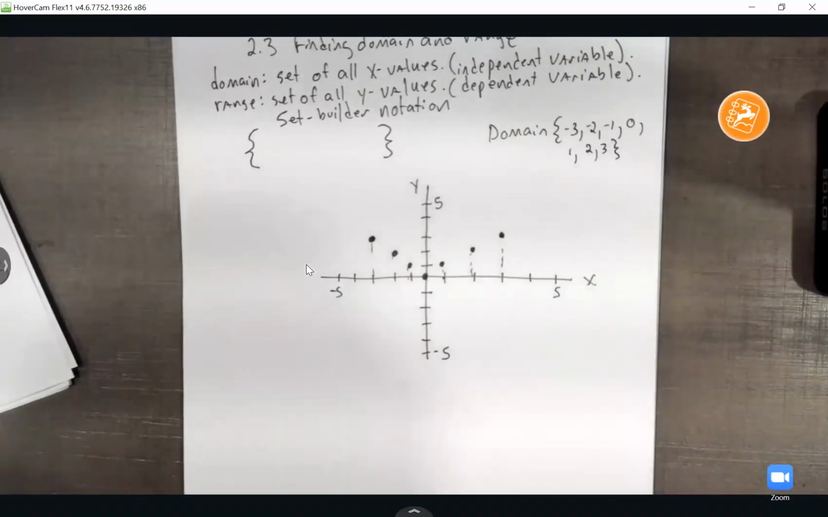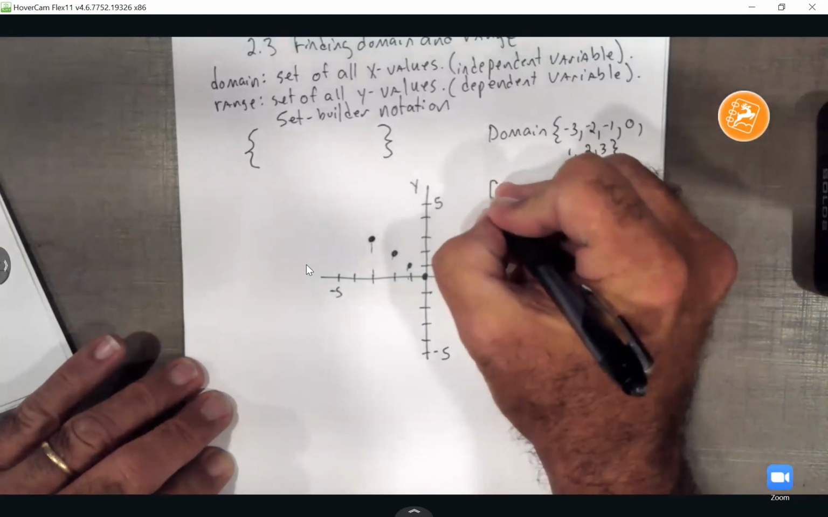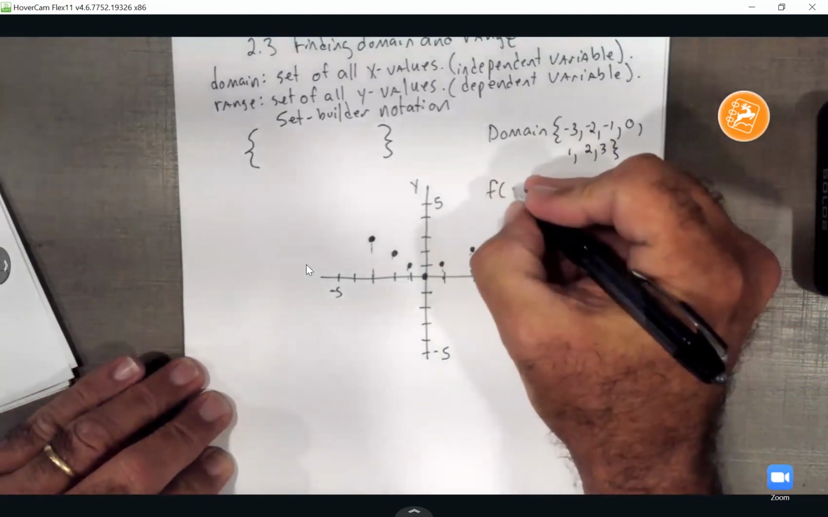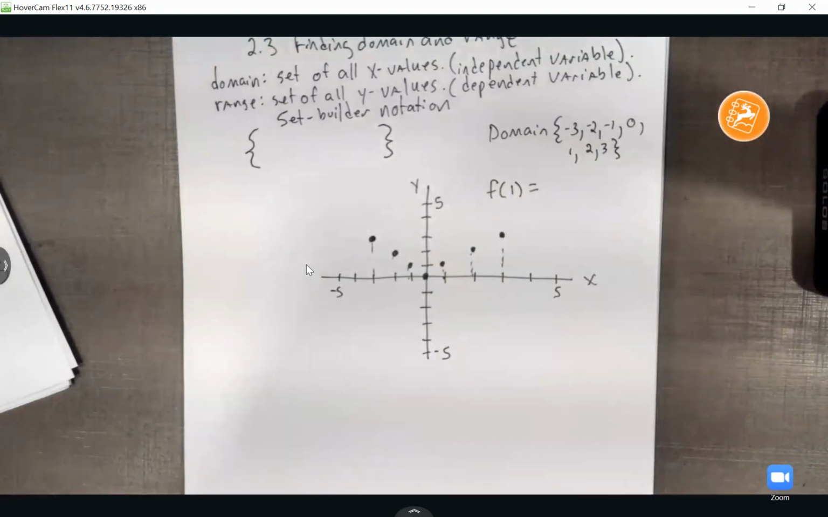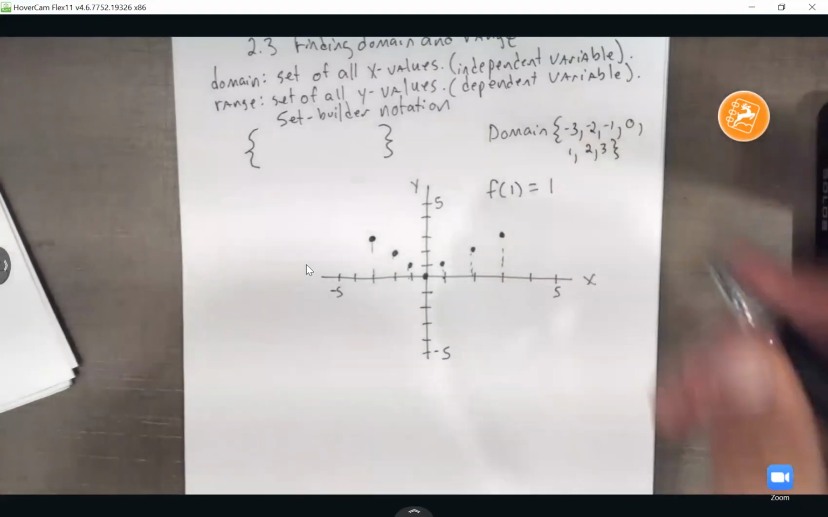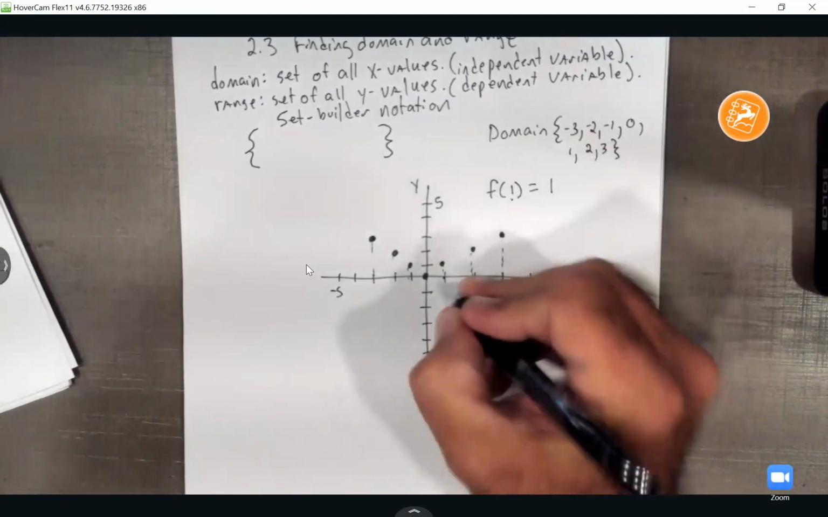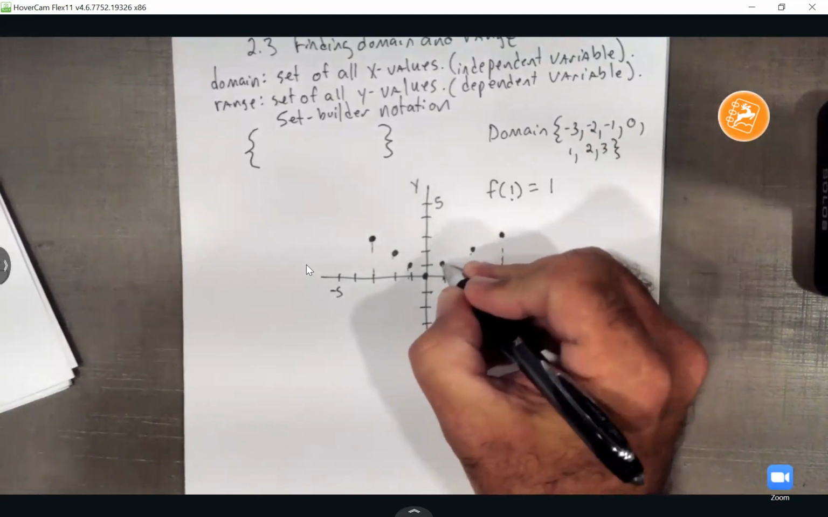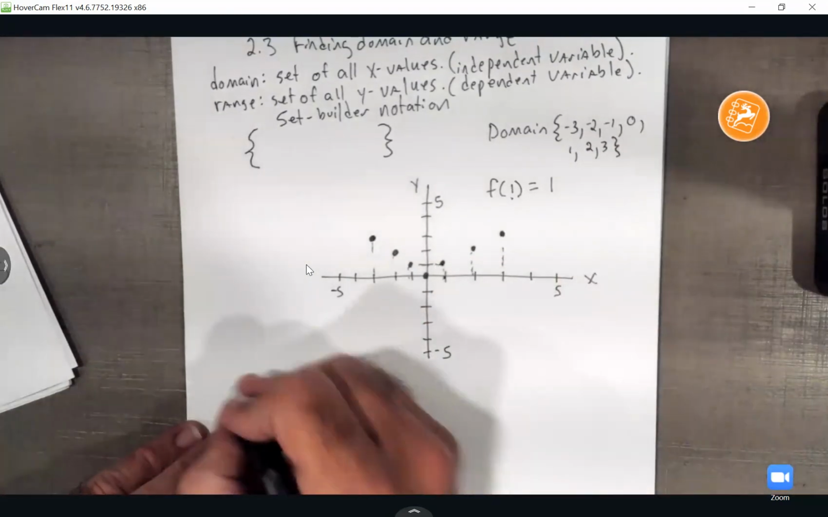Okay, so let me ask you this. What value do I get for f of 1? Yeah, it's 1, 1. Yeah, because see, there's the X value of 1, that's what we're putting in, right? So since I'm putting the X value of 1 in, I look at that dot, at that X value of 1, and it is at 1 on the Y axis.